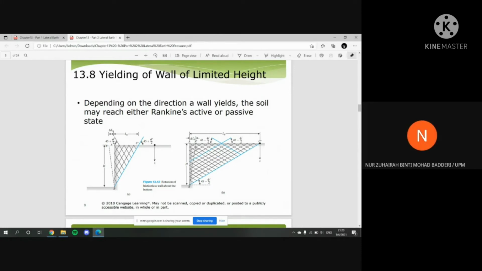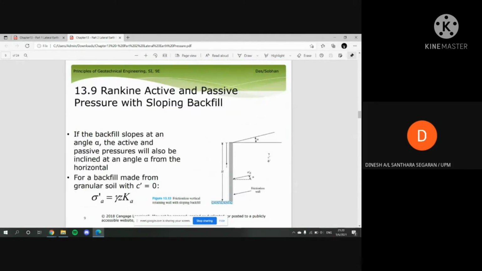Rankine active and passive pressure with sloping backfill. If the backfill slopes at an angle α, the active and passive pressures will also be inclined at an angle α from the horizontal. For a backfill made from granular soil, c' equals 0, because it is granular, so c is equal to 0. From there we are able to find the stress by using this formula.